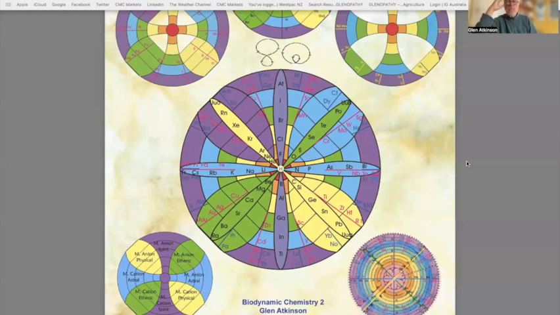And what we can see is that we have these four axes in the gyroscope, and that carbon is the carrier of the physical axis. So nitrogen is the carrier of the horizontal axis. Oxygen is the carrier of the green diagonal axis. And hydrogen, which is right in the middle, is the carrier of the vertical spirit axis.